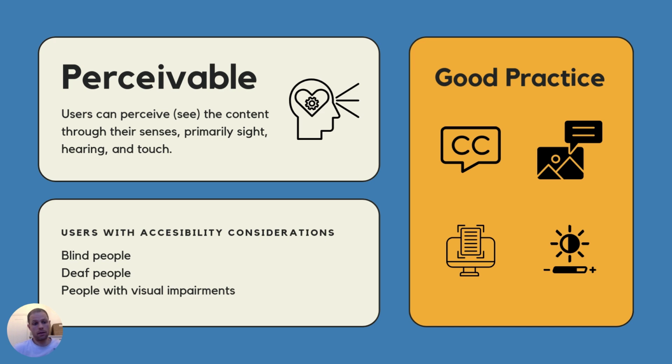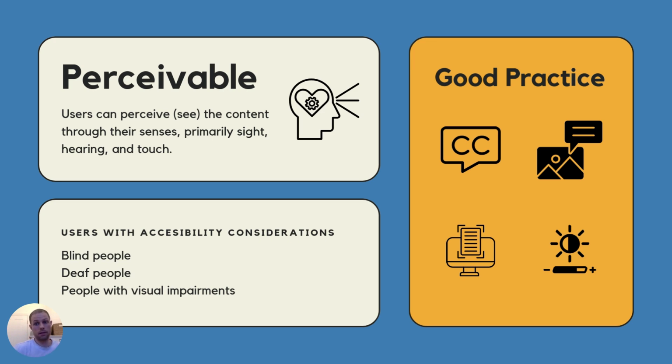So let's begin with perceivable. So what does it mean? If the content is perceivable, it means that users can perceive or see the content through their senses, primarily sight, hearing, and touch. So this is something to consider for users who may be blind, deaf people, or people with visual impairments such as color blindness.